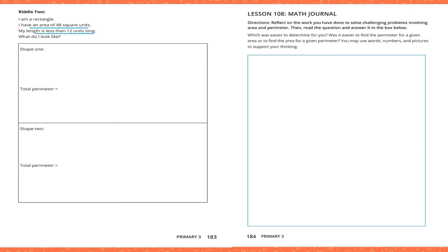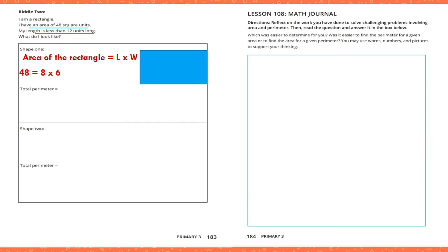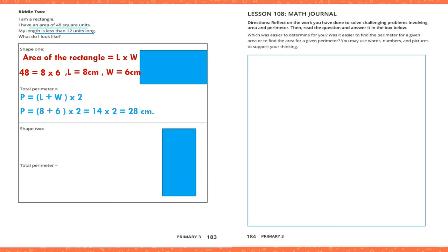So the area of a rectangle will be length times width, and 48 can be divided into 8 and 6. So the length will be 8 and width will be 6 centimeters. Here, what is the total perimeter? Perimeter equals length plus width all times 2 equals 8 plus 6 all times 2 equals 14 times 2 equals 28 centimeters. Or we can divide 48 into 4 and 12.